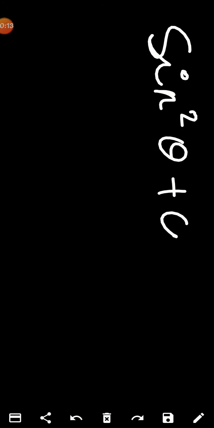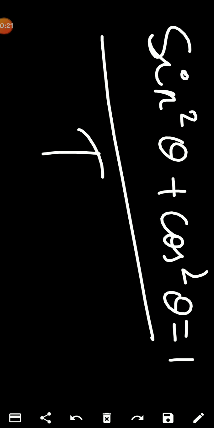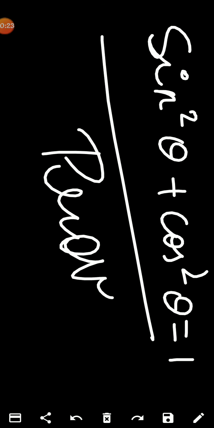Hello guys, in this video I'll show you one more identity of trigonometry. That is sine square theta plus cos square theta is equal to 1. Okay, so now in this video I'll show you how to prove this identity is true.